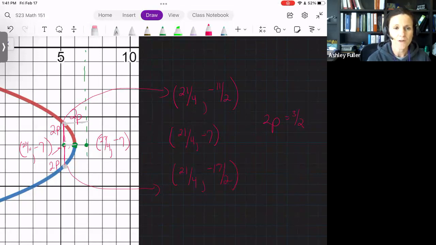So hopefully that gives you a quick trick to take the focus, move up 2p and down 2p, and then your points can be those 2 points that we just calculated, and then also the vertex is directly on the parabola.